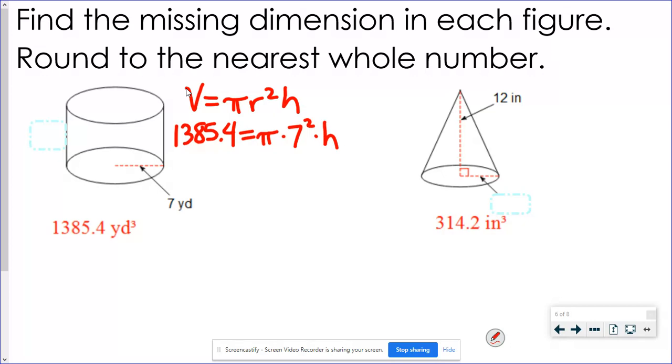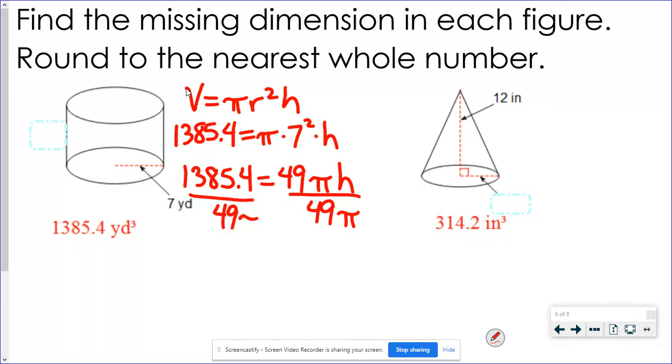If you want to rewrite this and turn this right here into 49, write down 49 pi and then do that division, that's perfectly fine. If you just wanted to divide by 49 and divide by pi right away, I'm okay with that also. I am going to show that extra stuff to make sure that we're as clear as possible in a video, but that would be 49. There's my pi, there's my h. So I'm going to divide by 49 and divide by pi, make sure that is 2 separate divisions. So I'm going to have 1385.4 divided by 49 and then divided by pi.